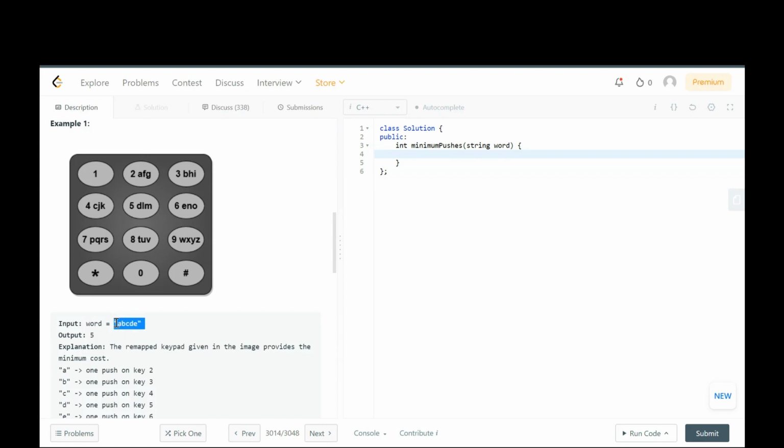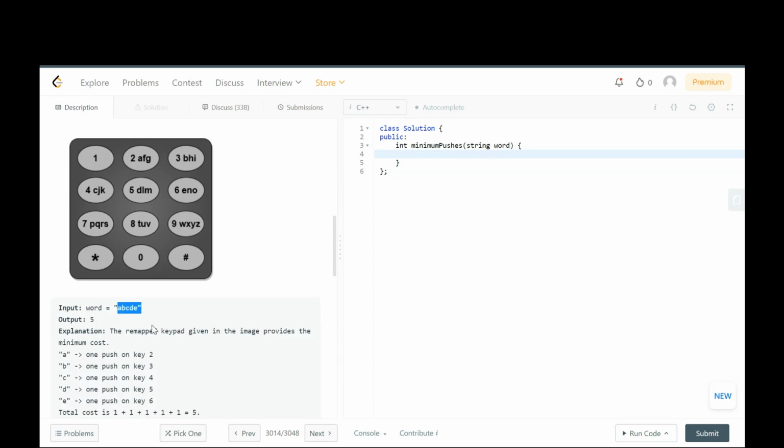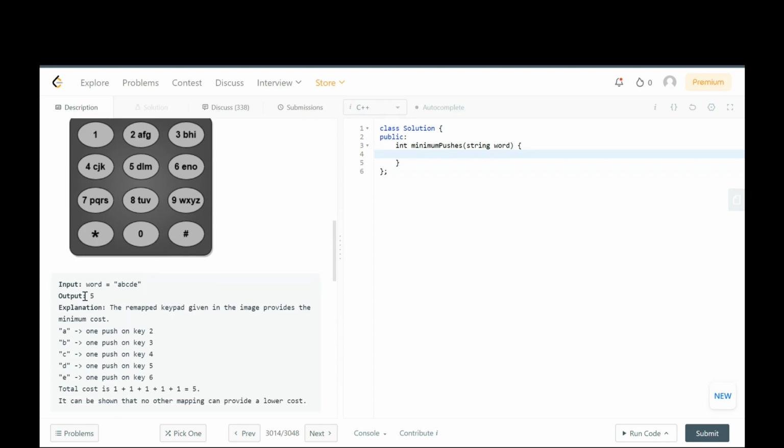Okay, so only 8 numbers can be mapped to a certain amount of letters. In this case, we have A, B, C, D, E. If we map A to 2, B to 3, C to 4, D to 5, and E to 6, we need to press these 5 buttons once in order to get this particular word, right? So basically we are rearranging this keypad in such a way that it takes the minimum number of presses. If we place it like this and randomly arrange all the other letters, we get 5 pushes as an output.